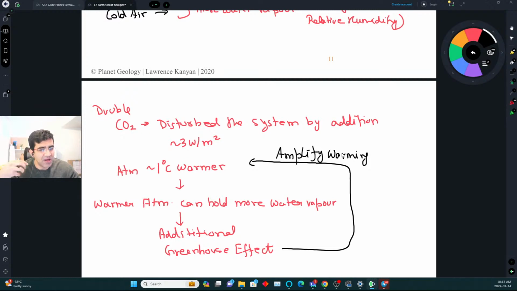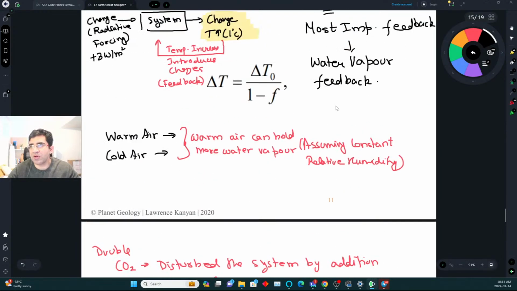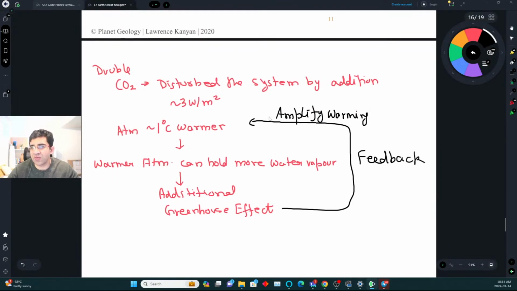Per se adding CO2 itself, if we just consider the CO2 effect, it will increase the temperature. Every doubling of CO2 will increase temperature by just 1 degree Celsius. Now, this is where most of the uncertainty comes from: the feedback. And the formula that you see here, delta T naught over 1 minus F.